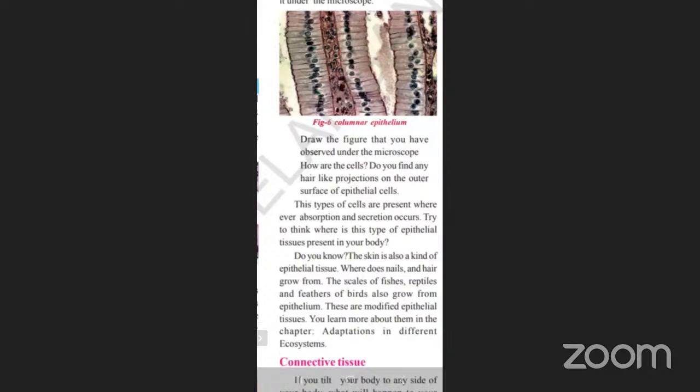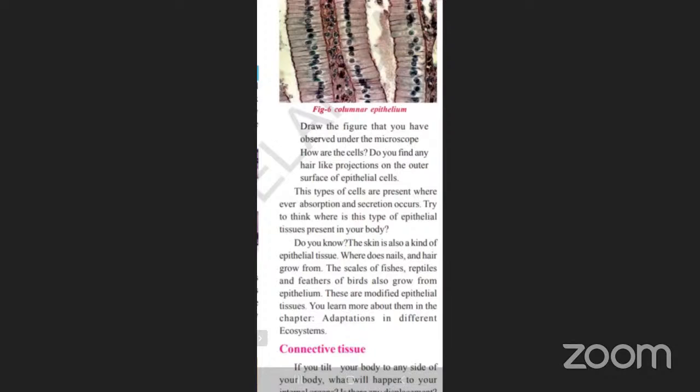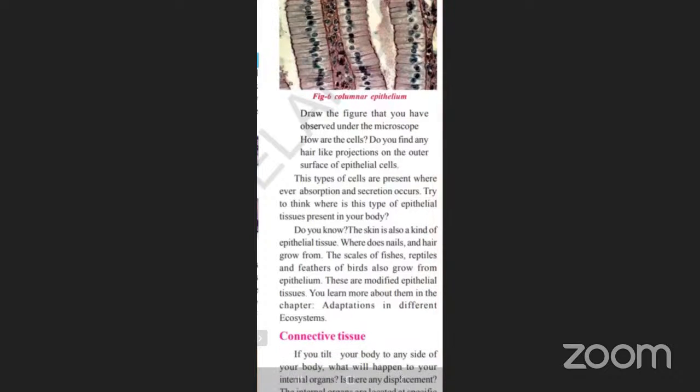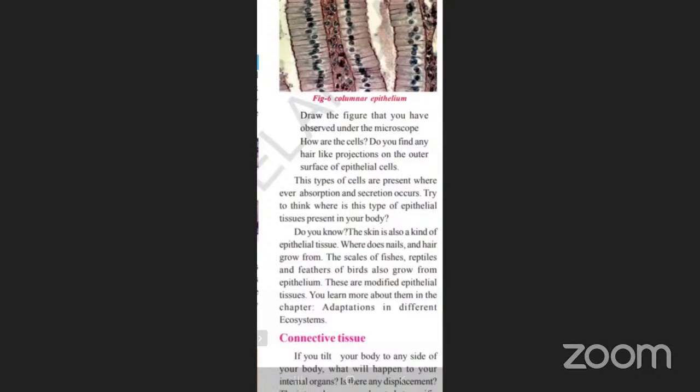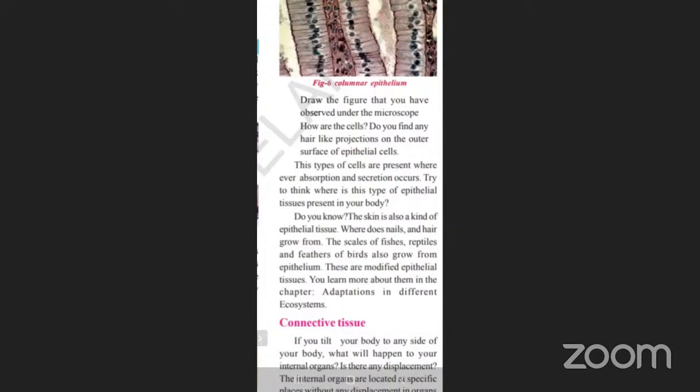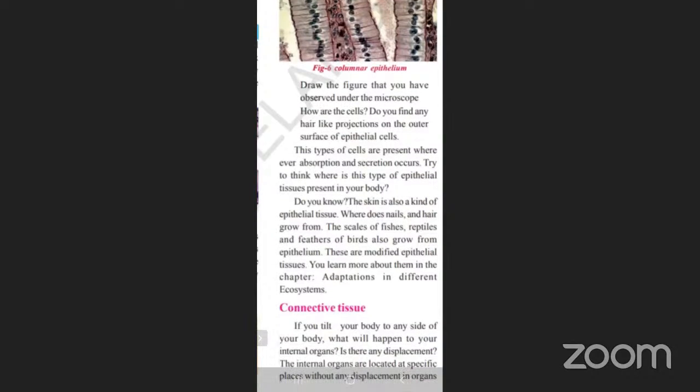These types of cells are present where absorption and secretion occur. Try to think where this type of epithelial tissue is present in your body. If we go searching for where secretion and absorption take place, we can get the answer. There, your columnar epithelium is present. Do you know the skin is also a kind of epithelial tissue?